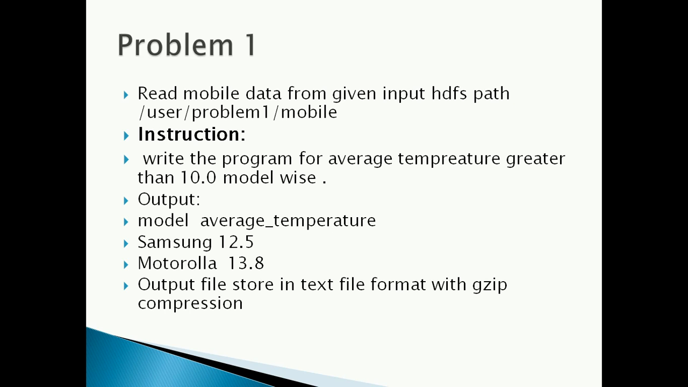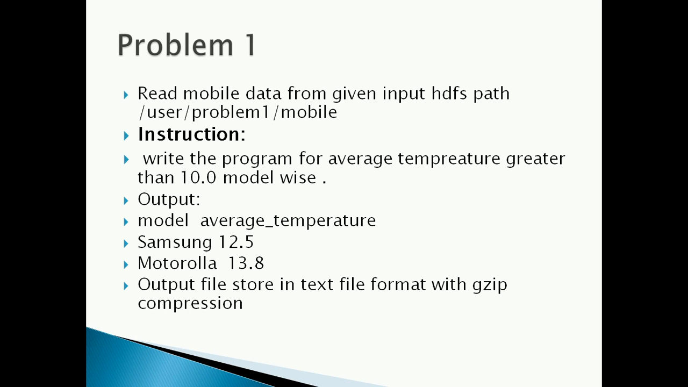They ask the question in such a way, and then in the output you can see the data: model and average temperature, Samsung 20.5, Motorola 13.8. It means the result output should be in such a way, and the output file format should be stored in text file format with gzip compression. Mostly I observe that in the questions they ask for text file output format. That is a key point, so try to practice.